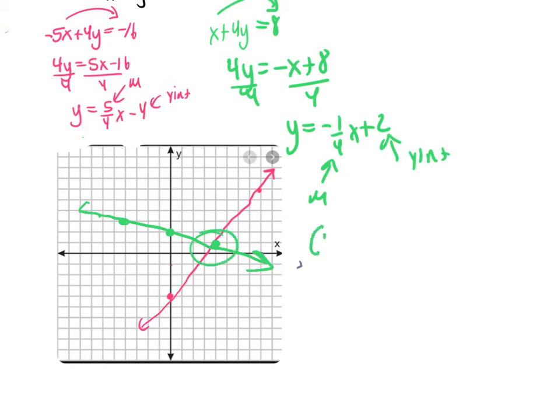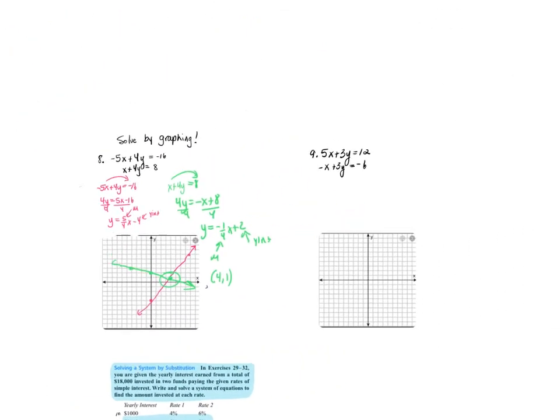And where the two cross is your solution. So you would write it as 4, comma 1. If they did not cross, if they were parallel, it would be no solution. And if they were one on top of the other, it would be infinitely many.